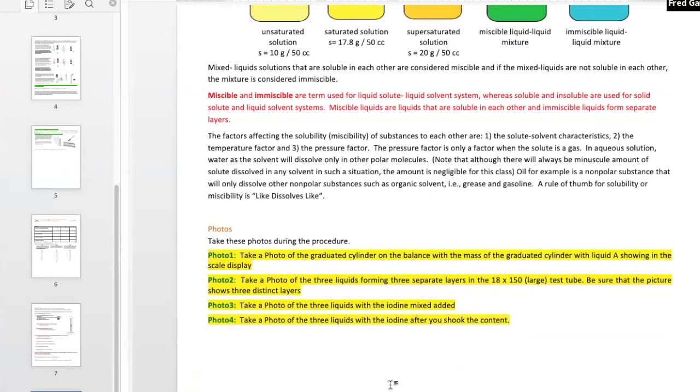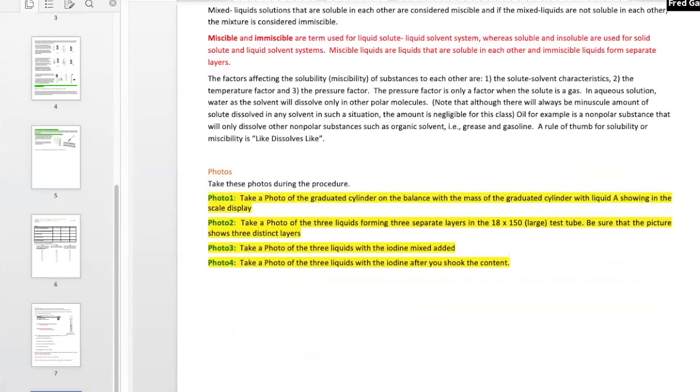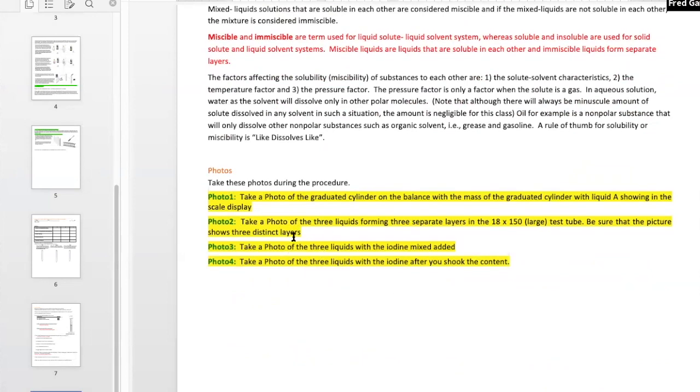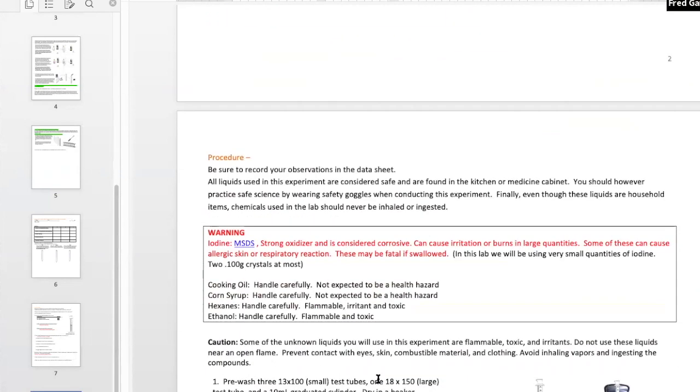So if you take a look at the write-up here, remember you're taking 4 photos. It tells you what they are right here. The chemicals you guys are going to be using: cooking oil, syrup, and probably an ethanol or hexane. Hexane is flammable and it's an irritant. You don't want to drink it. Ethanol is also toxic in huge quantity, okay? But don't try and taste any of the liquid that you have. Your unknowns are going to be those.